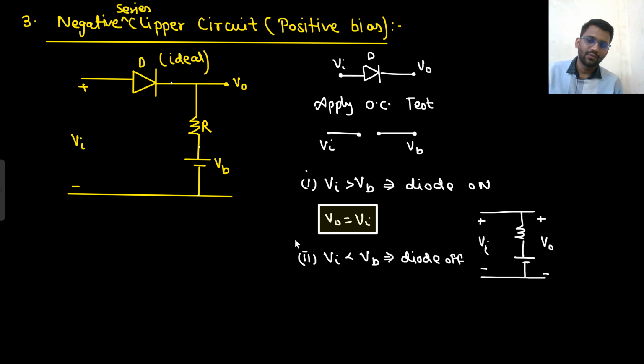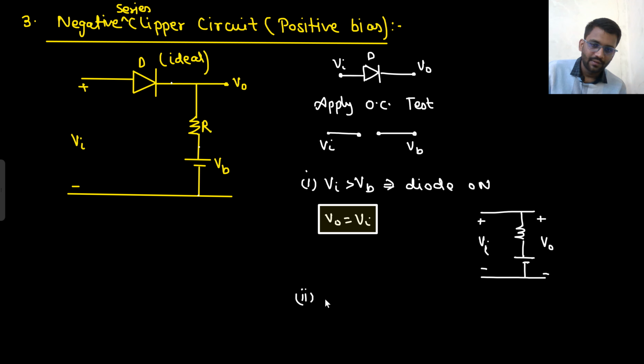And if the diode is off, what will be the circuit? I think I should draw it here. When V in is less than VB, the diode will be off. So what do you think, what will be the output? Tell me. If you say 0, your network analysis is very weak. Okay, you shouldn't say 0. Output will be VB. Why is it so?